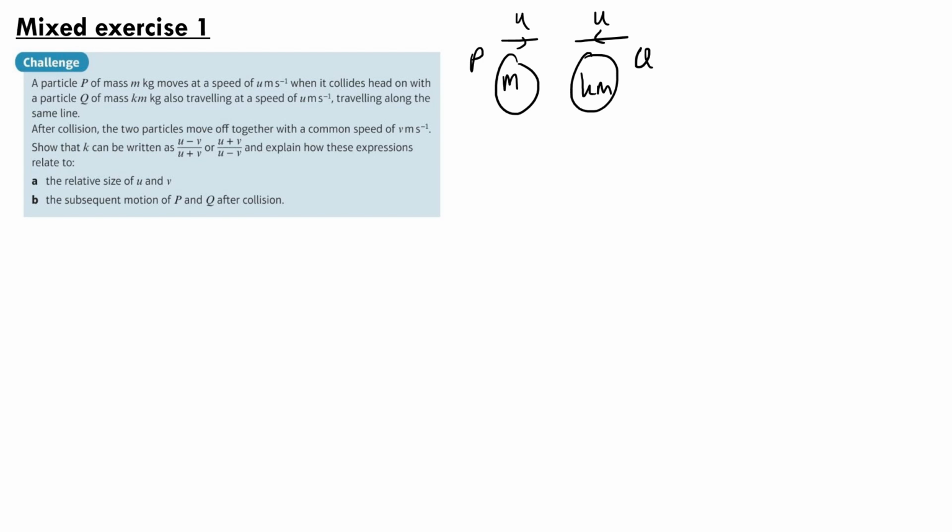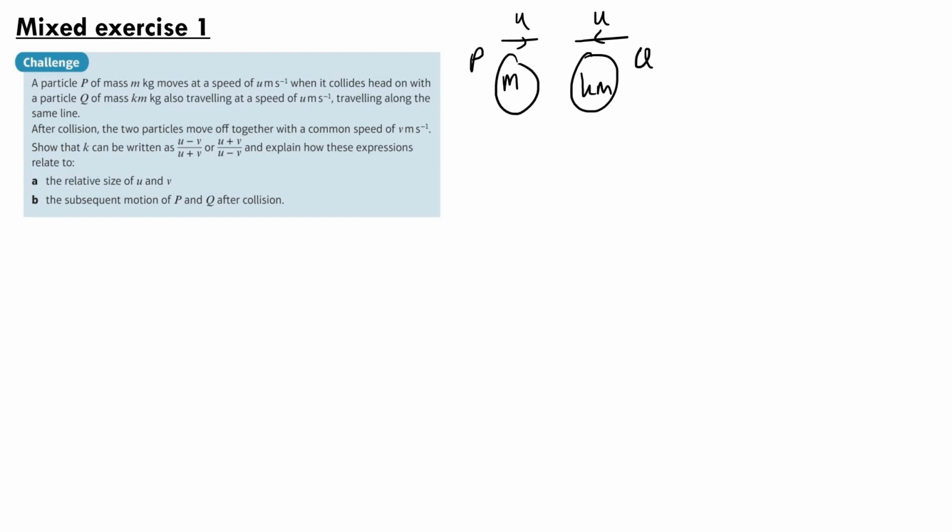Okay, after the collision, the two particles move off together with a common speed of v meters per second. Show that k can be written as (u minus v) over (u plus v), or (u plus v) over (u minus v), and then explain how these expressions relate to these two things down here.